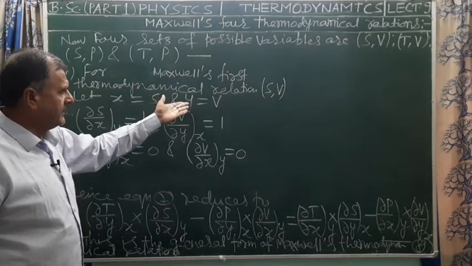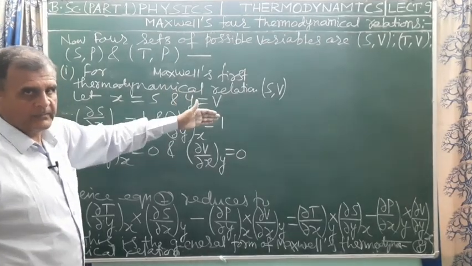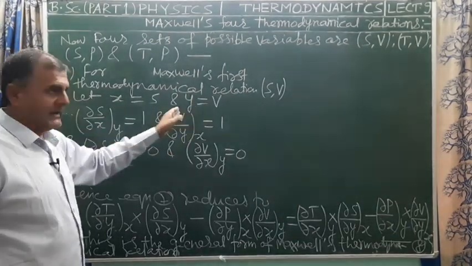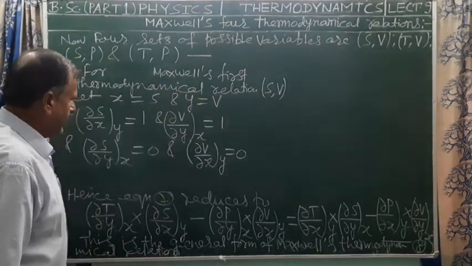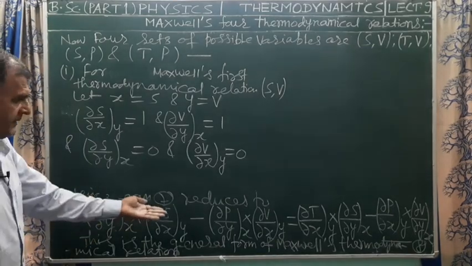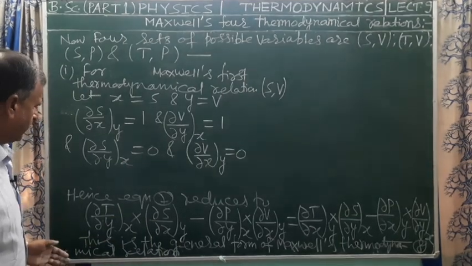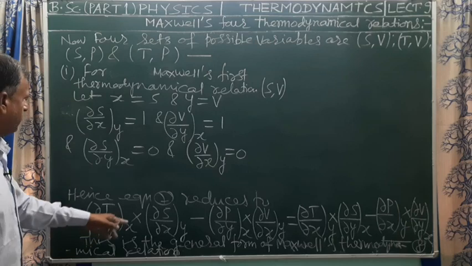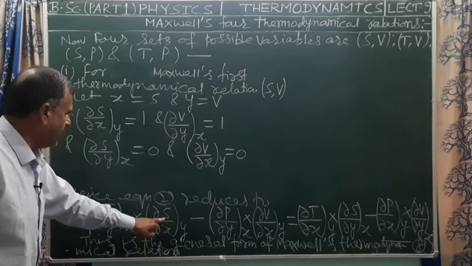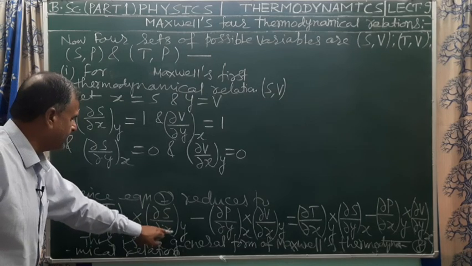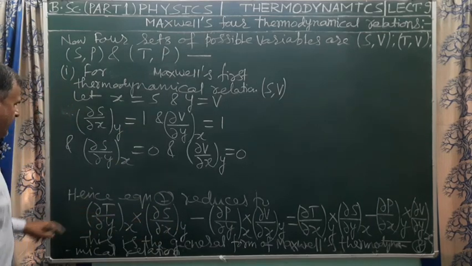क्योंकि y फंक्शन है, y is the function of y is equal to V. We have taken y is equal to V. So del V upon del x at constant y will be equal to 0, but del V upon del y is equal to 1. Now substituting these values in equation 8, which is the general form of Maxwell's thermodynamical relation. So in place of del S upon del x at constant y, we have it is equal to 1.